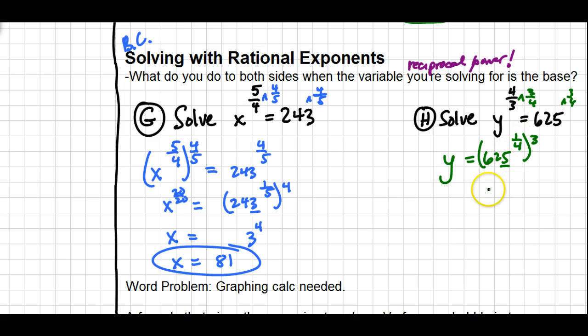So the fourth root of 625 is 5. I still need to cube that, and I already know that that is 125. So that's how you're supposed to solve using rational exponents.